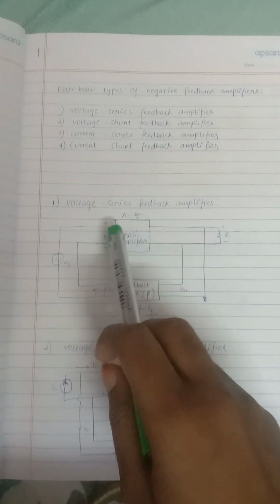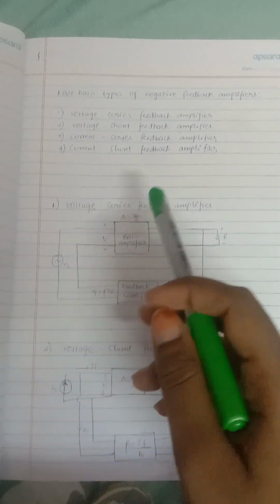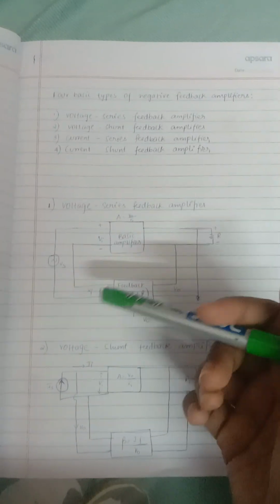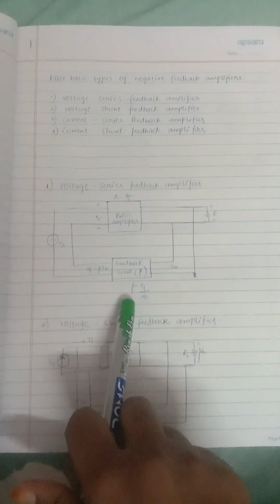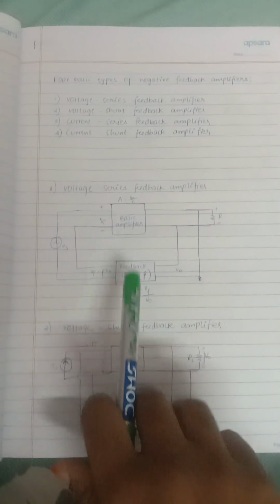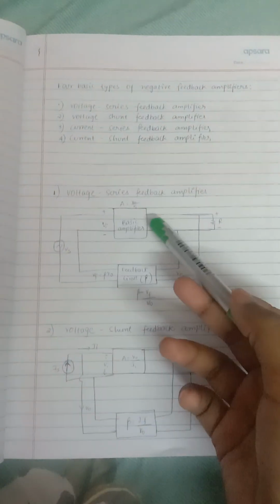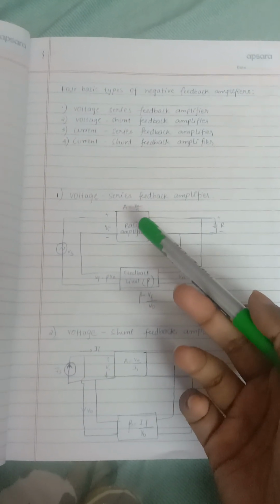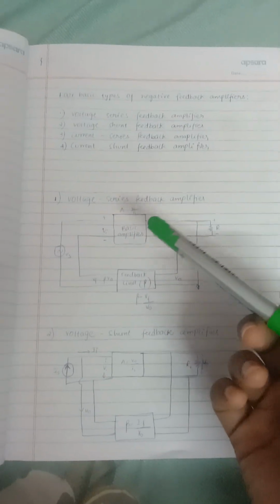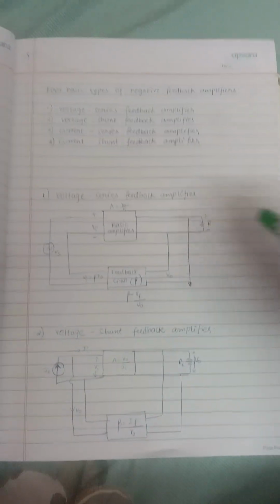As we all know, gain is equal to V output by input, and here beta, which means the feedback circuit, is the opposite of gain, that is, input by output.